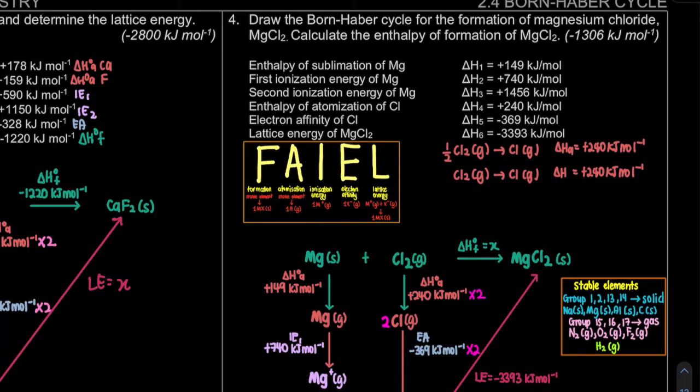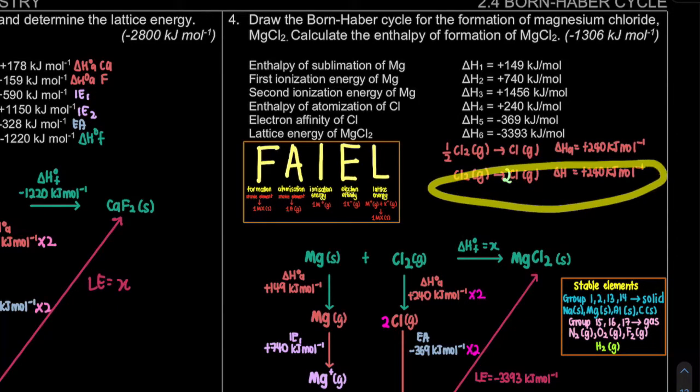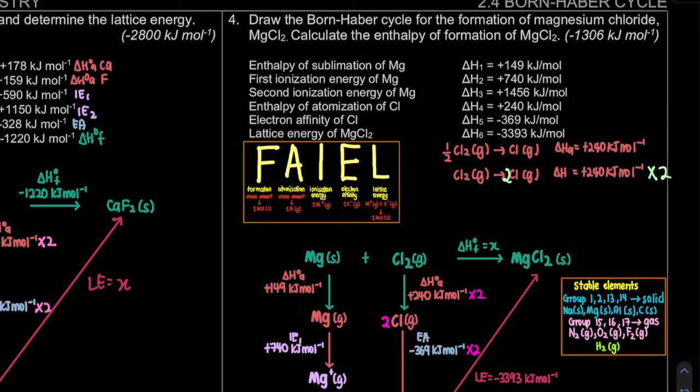So actually, this one is a little different. You have to add 2 in front of the chlorine. So when you add 2 in front of the chlorine itself, the value won't be the same as atomization. So what happened to the value? So here we have to multiply by 2. Okay, so this is the part here.